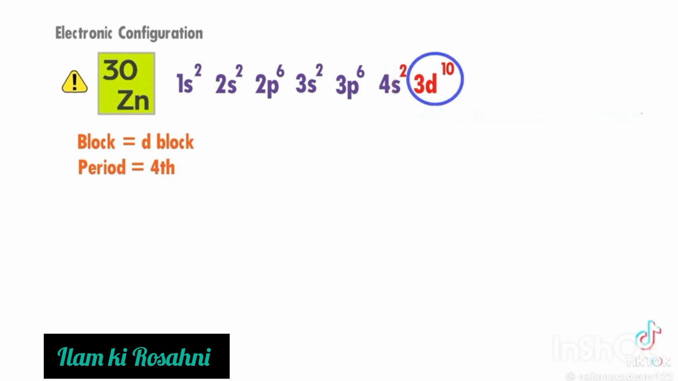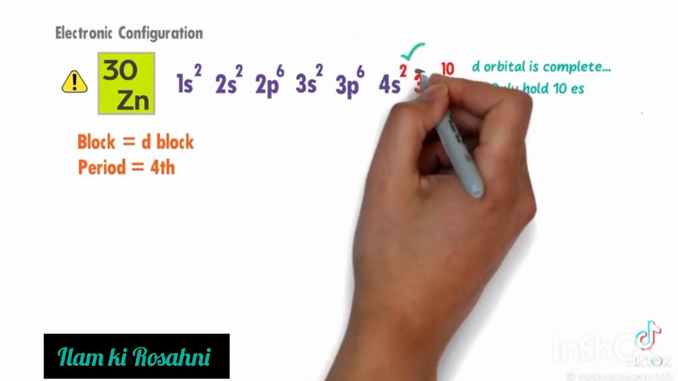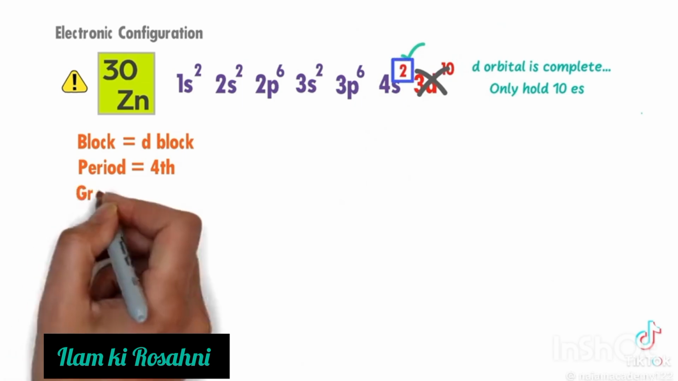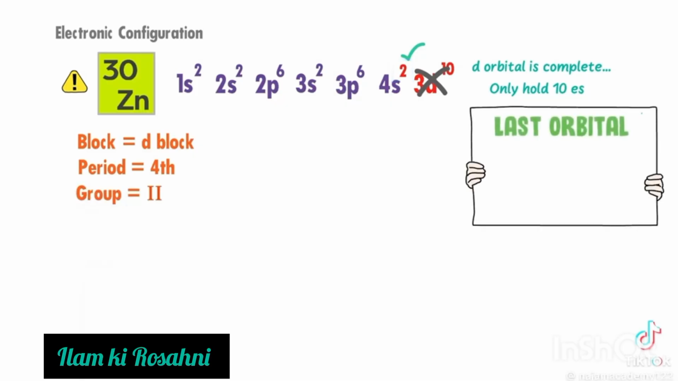Remember that the d orbital is complete or filled because it can only hold 10 electrons. In such cases, do not add the electrons in the d and s orbitals. Directly take the number of electrons in the s orbital. There are 2 electrons in the s orbital, so the group number of zinc is second. The last orbital of zinc is d, so the subgroup of zinc is B. Thus zinc is present in the second B group.